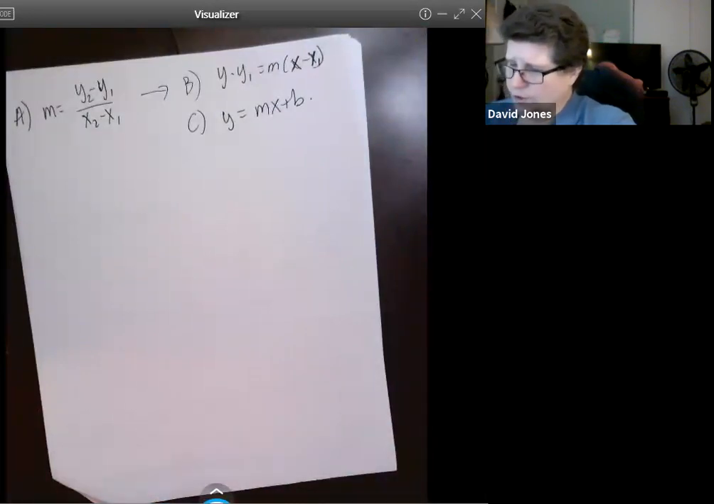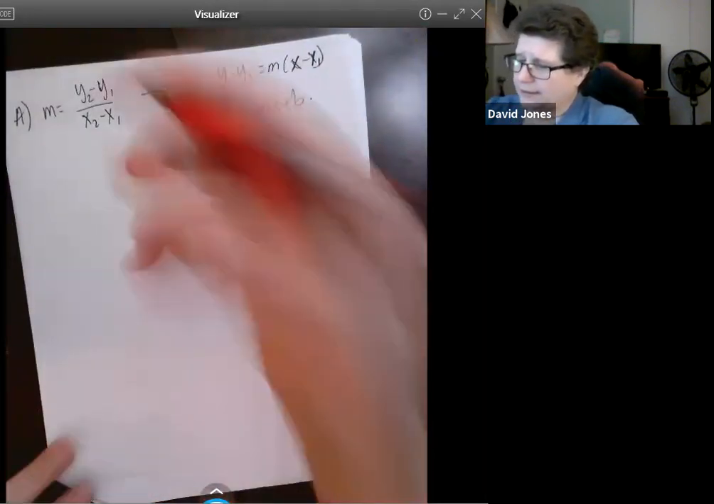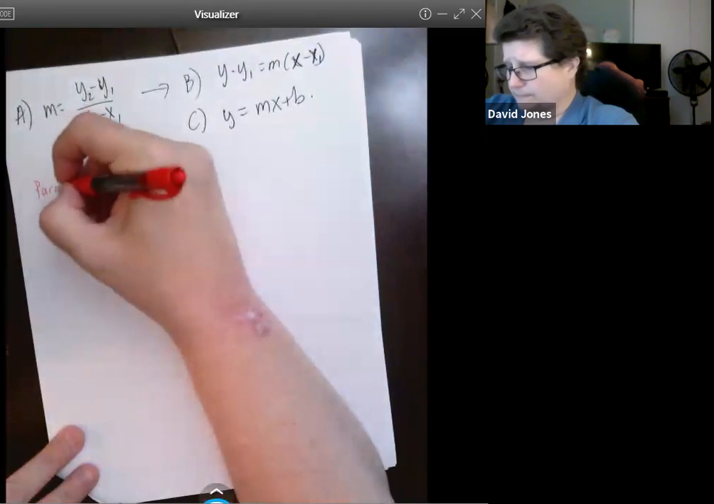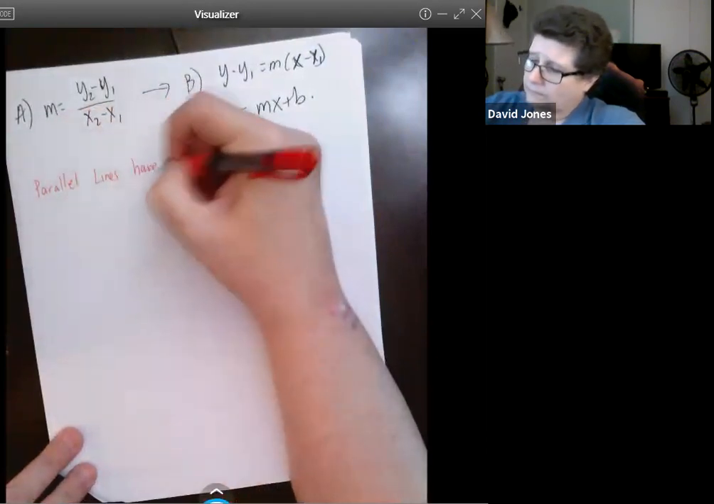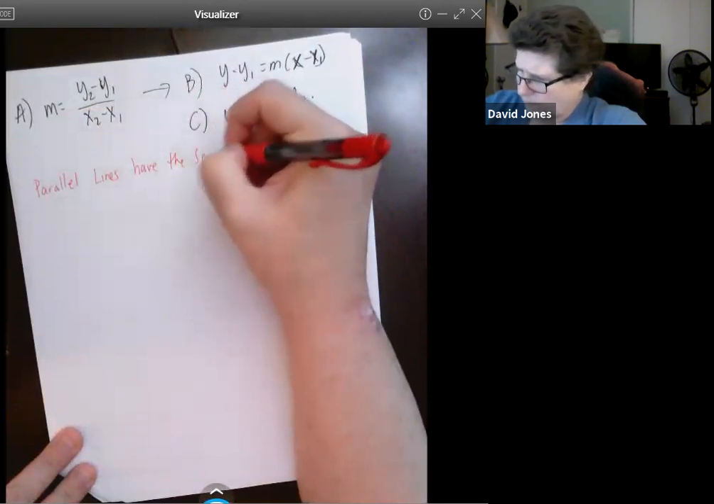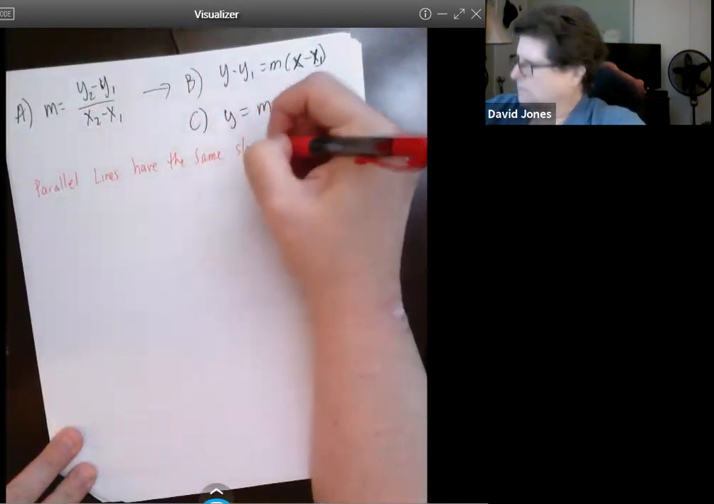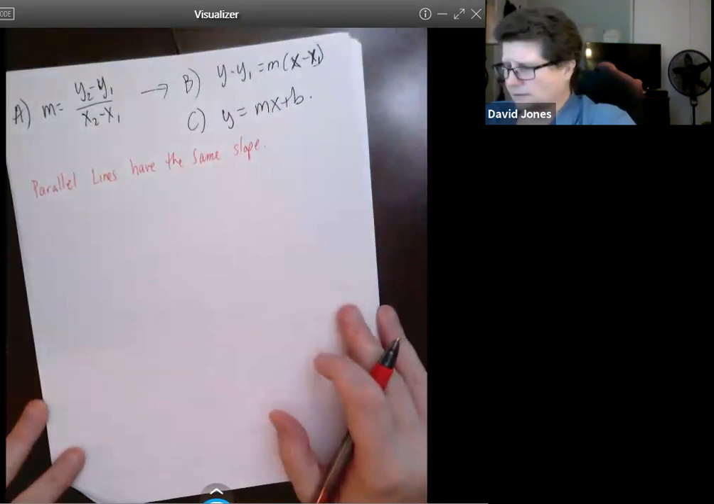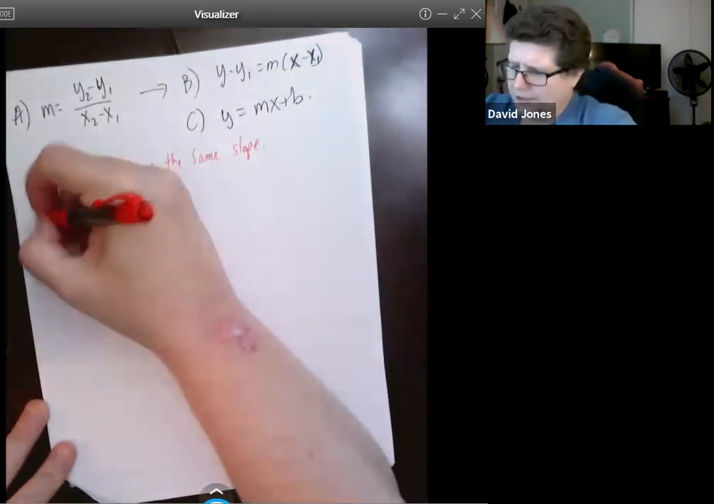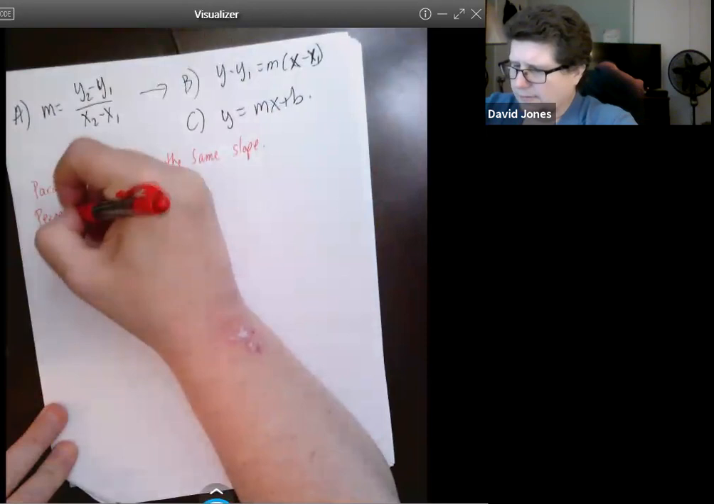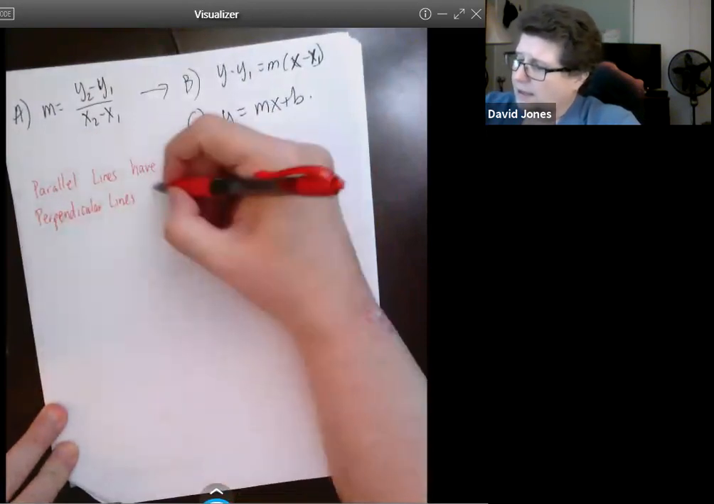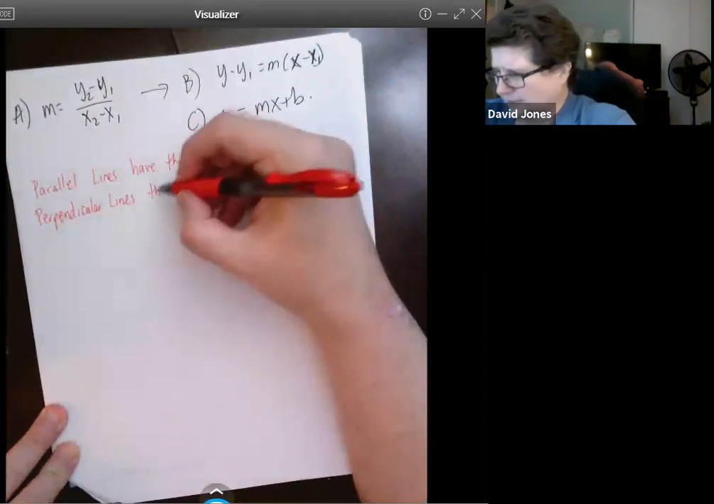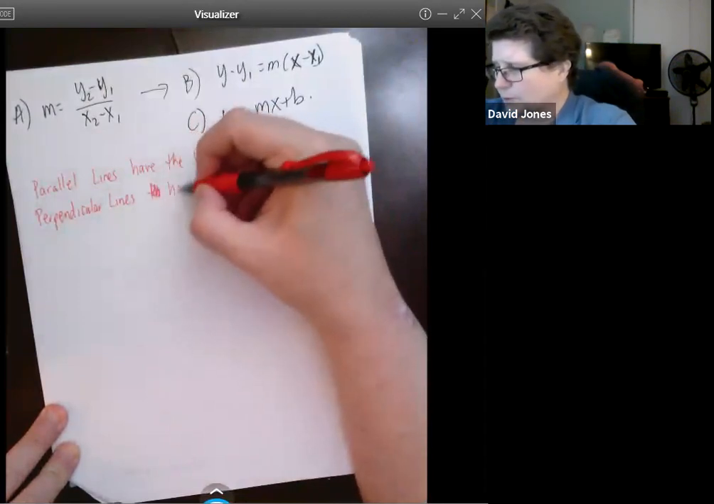And we also, things to note, parallel lines have the same slope. And perpendicular lines have negative reciprocal slopes.